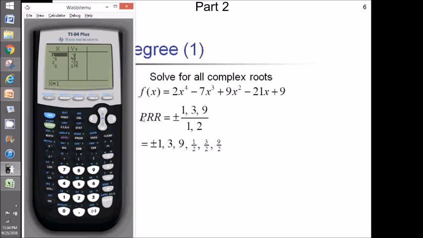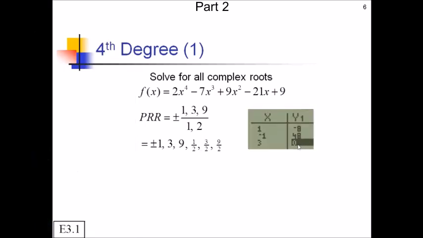We wanted to test 3 and negative 3. So I'm just going to delete these 2 entries, and now I'll put 3 in there instead. And, oh, hey, right on the first shot. Not bad. So that means 3 is a 0. So we're going to plug 3 in now using synthetic division. So we've got coefficients of 2, negative 7, 9, negative 21, and 9 again.